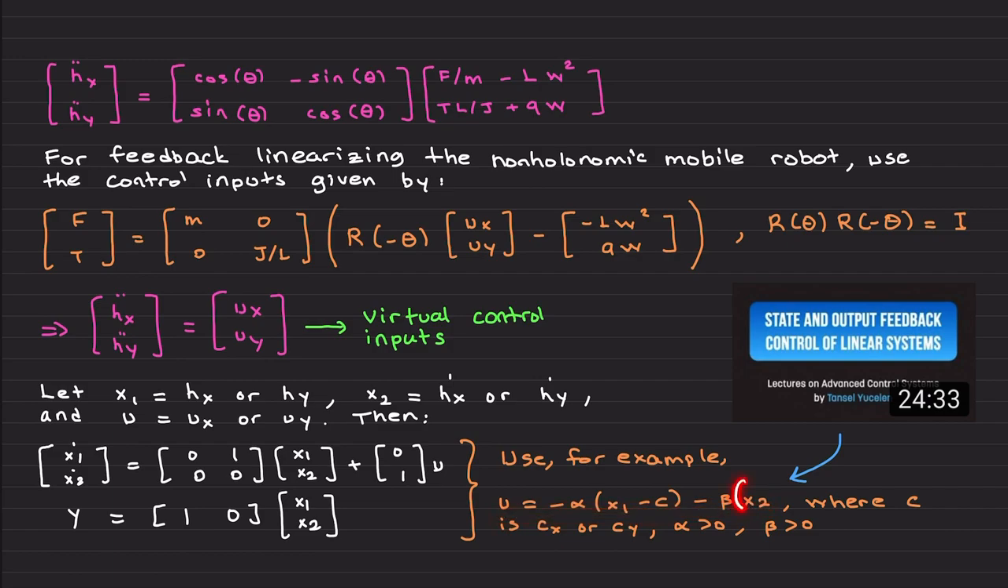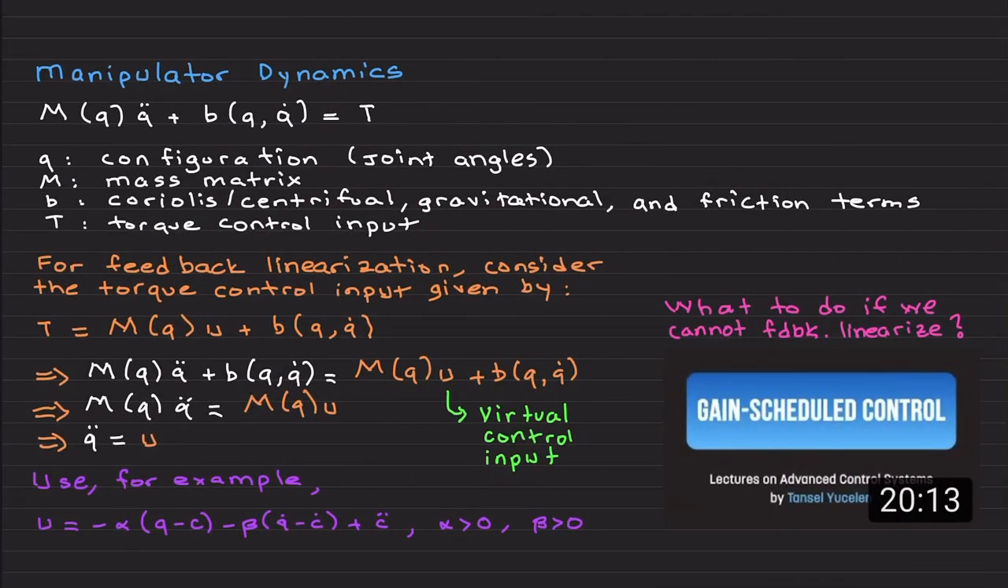Sometimes people also use minus c dot. You can also add c double dot to accommodate the changes in a time varying command. There are versions of it, but let me use that version for the next problem that I would like to mention as the second example for feedback linearization.